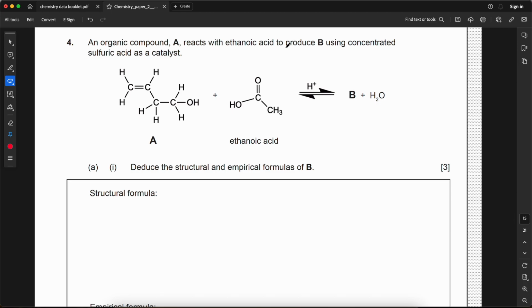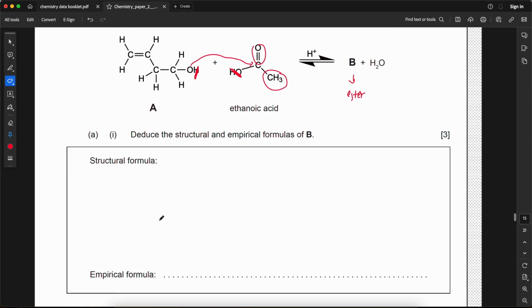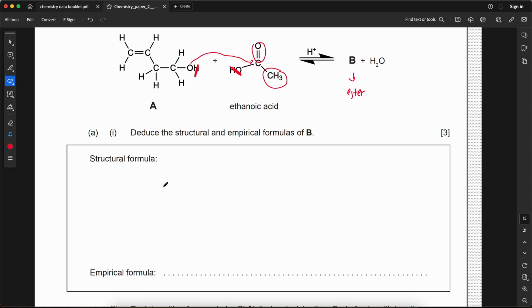An organic compound A reacts with ethanoic acid to produce B using concentrated sulfuric acid as a catalyst. Deduce the structural and empirical formula. So when alcohol reacts with ethanoic acid, it will produce ester. This OH and then this one H will be discarded and produce H2O. So O will be directly bonded with C by keeping this. Okay, so the structural formula, let us just copy it.